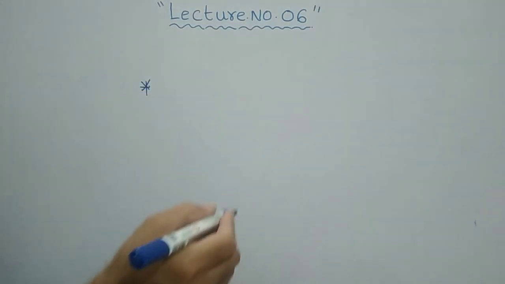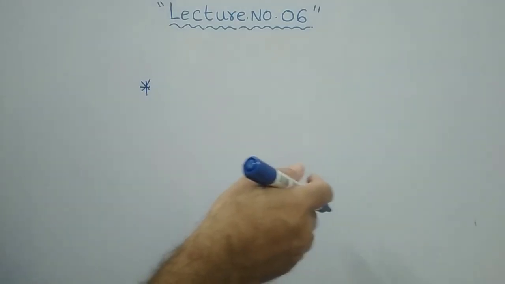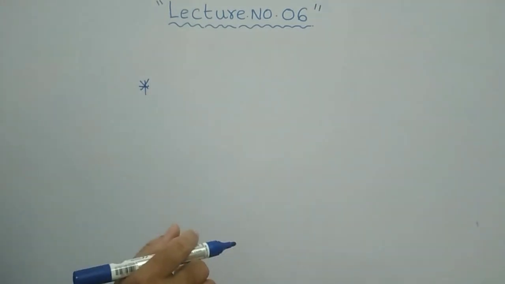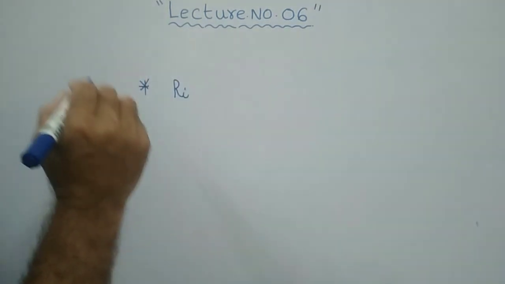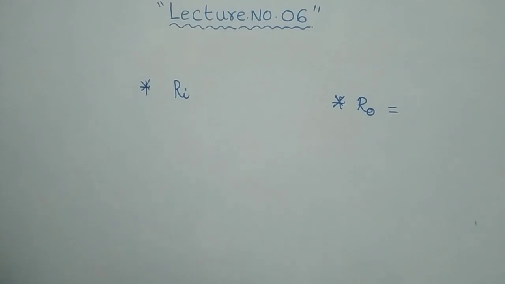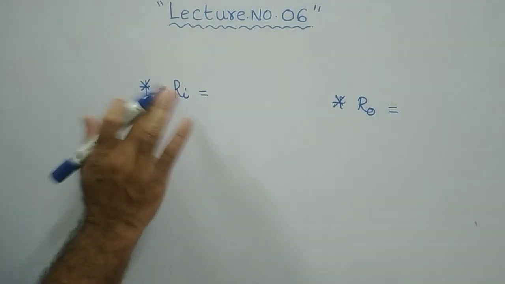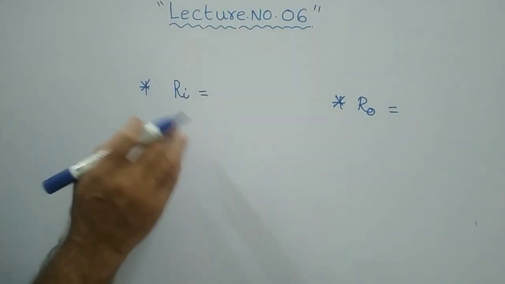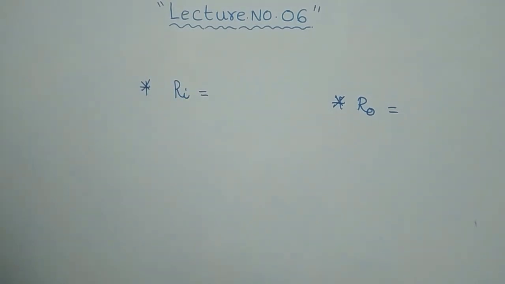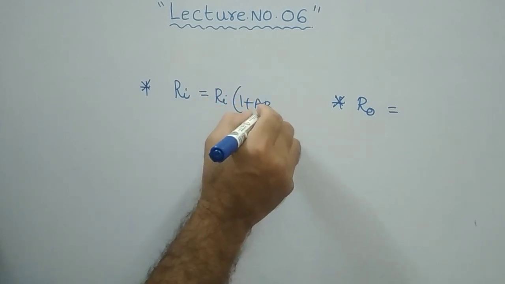I am telling you repeatedly that the input impedance will increase or decrease, and similarly the output impedance will increase or decrease. Ideal values we have seen, but when it comes to practical, how do the input impedance Ri and the output impedance R naught change? Ri is the input impedance without feedback. Because of the series connection, if it increases, then it will increase by Ri times 1 plus A beta. Remember this.